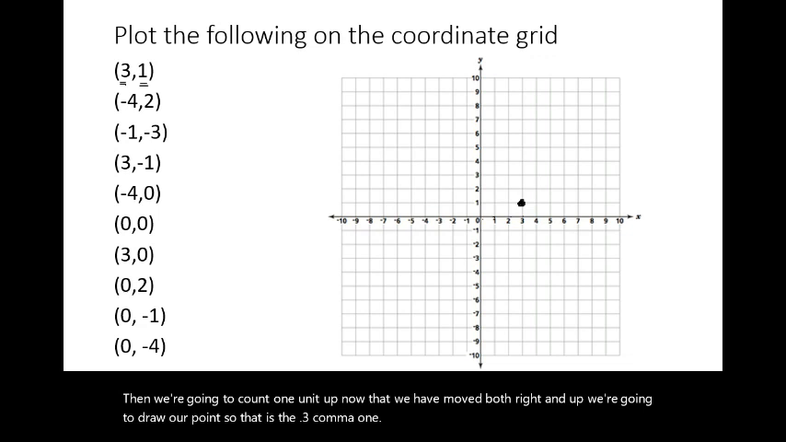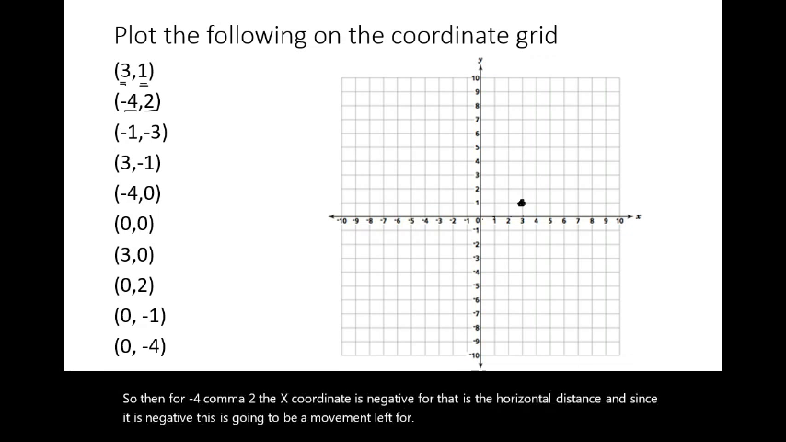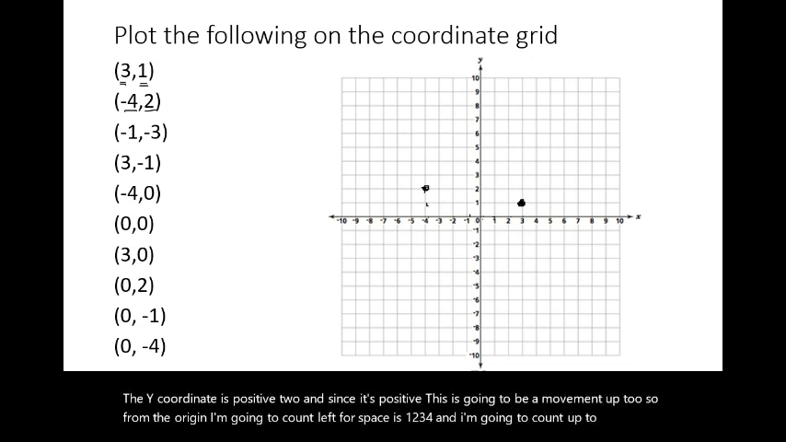So then for negative 4, 2, the x-coordinate is negative 4. That is the horizontal distance. And since it is negative, this is going to be a movement left 4. The y-coordinate is positive 2. And since it's positive, this is going to be a movement up 2. So from the origin, I'm going to count left 4 spaces. 1, 2, 3, 4. And I'm going to count up 2. 1, 2. After you have moved both left and up, then you are going to draw your point.